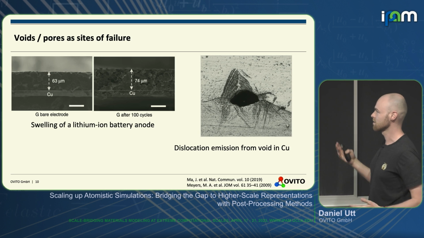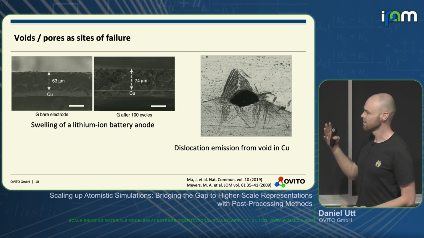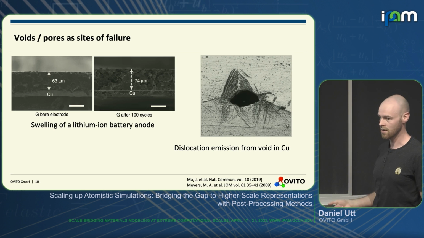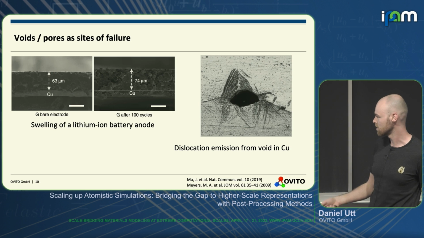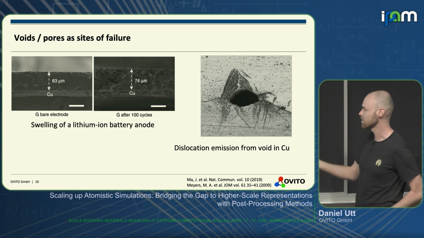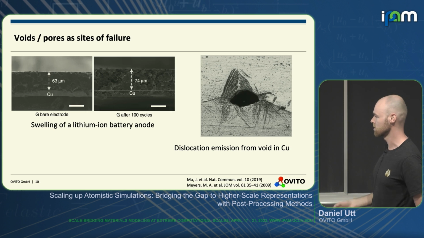In this case, the problem is you want to do research on voids and pores in your material. They are important in material science as they act as one of the failure mechanisms that you might encounter in your batteries or also in structural materials. And so there is interest in researching them from the computational side.